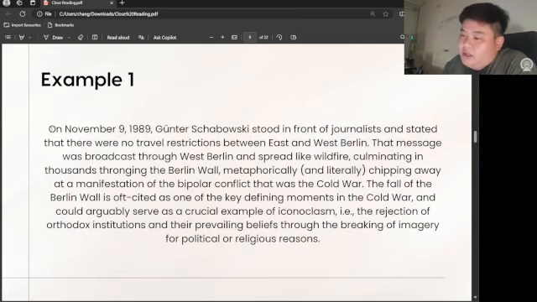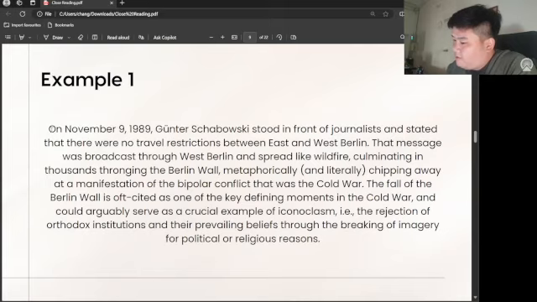On November 9th, 1989, Gunther Schabowski, I think that's how you pronounce it, stood in front of journalists and stated that there were no travel restrictions between East and West Berlin. That message was broadcast through West Berlin and spread like wildfire, culminating in thousands thronging the Berlin Wall, metaphorically and literally chipping away at a manifestation of the bipolar conflict that was the Cold War.